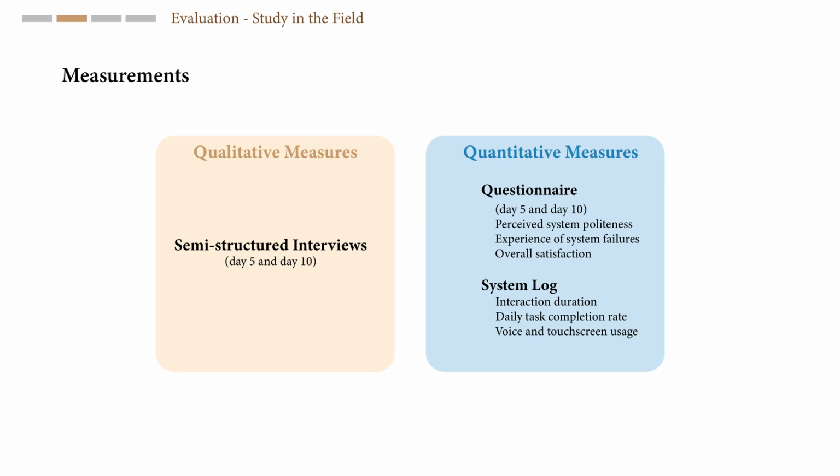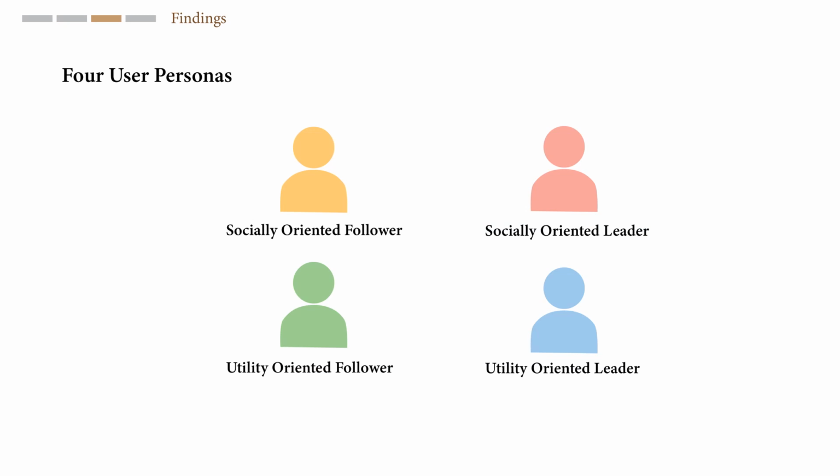Quantitative measures have 2 parts. First, the questionnaire on day 5 and day 10 asks about the perceived system politeness, the experience of system failures, and the participants' overall satisfaction. Second, the system log includes the interaction duration, task completion rate, and usage of the voice interface and touchscreen. Based on our findings, we concluded 4 user personas.